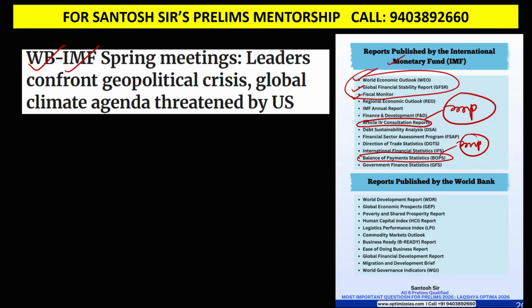Coming to World Bank reports, the most important report brought out by the World Bank is the World Development Report. Next one is the Global Economic Prospects report. These two are the most important reports brought out by the World Bank. You can go through the other reports also, for example, Human Capital Index and Logistics Performance Index. These are the two indexes brought out by the World Bank which are very important. Logistics Performance Index was very much in news a few years back. Even the Human Capital Index was in news. Guys, India has a very young demography, so human capital becomes very important. So Human Capital Index is also a very important topic.